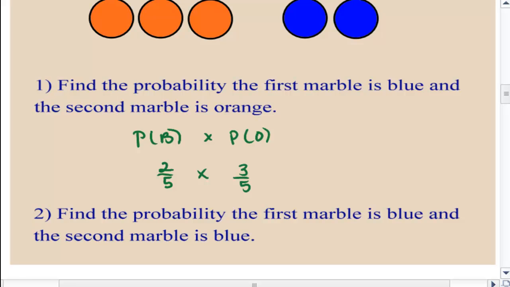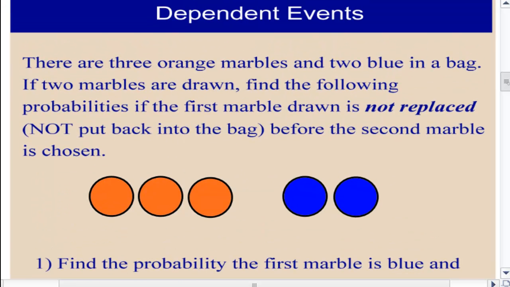But we're going to switch our gears a little bit, and now we're going to look at what happens if when you take out the first marble, you leave it out. So you have some keywords that are highlighted in these directions. There are 3 orange marbles and 2 blue in a bag. If 2 marbles are drawn, find the following probabilities if the first marble is not replaced, not put back into the bag, before the second marble is chosen.